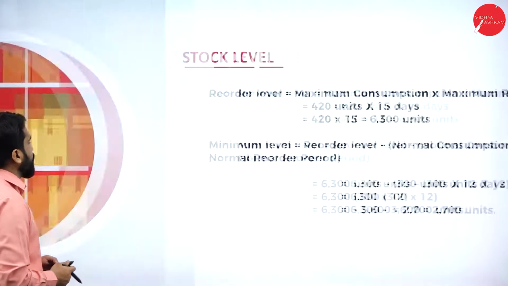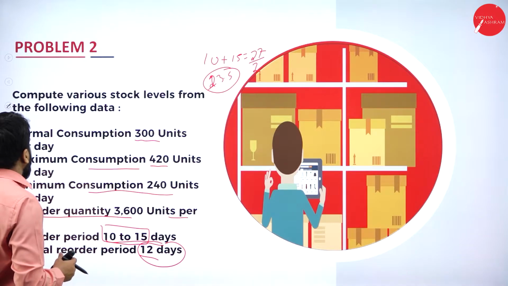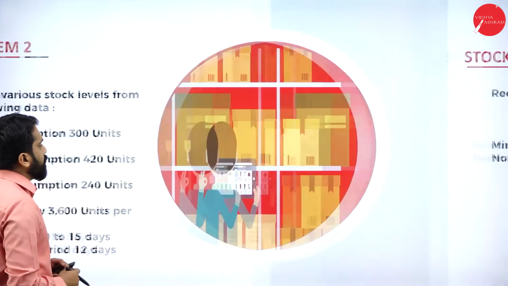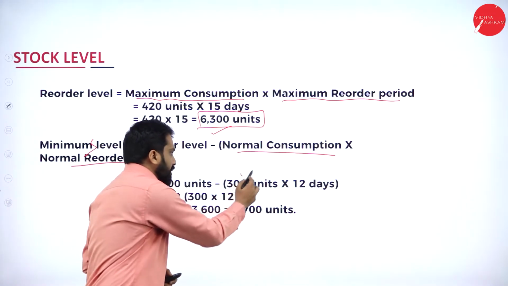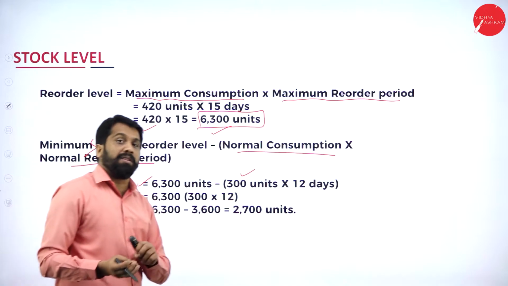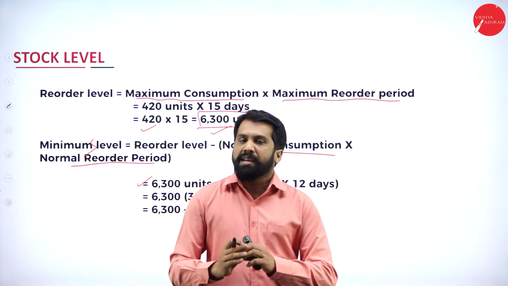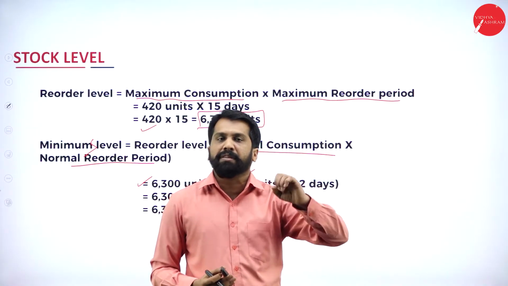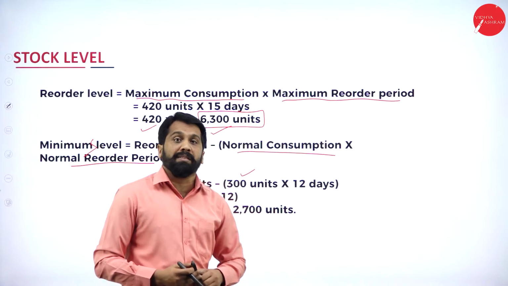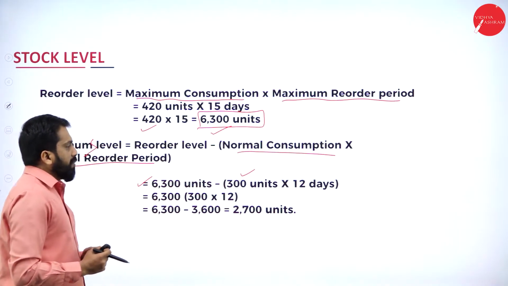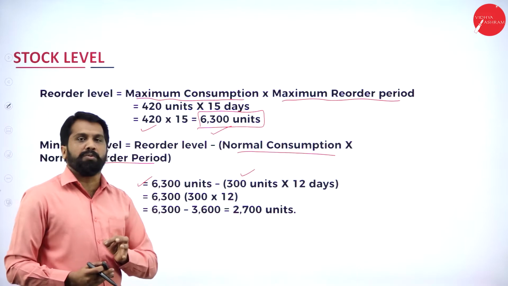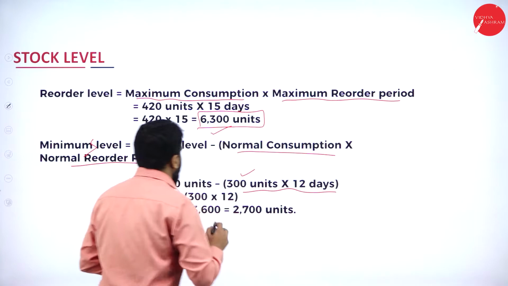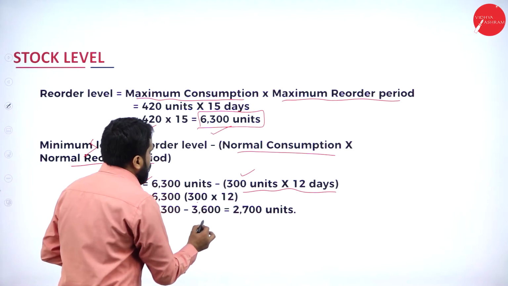I'll go back to this. What is your normal consumption? Your normal consumption is 300 units. Normal reorder period is already given in the question itself. If it is not given, how to find it? Your maximum plus minimum divided by 2 is called normal reorder period. In this problem, they have given directly, so we will consider 12. So, multiplied with 12, you will get 300 into 12. How much?